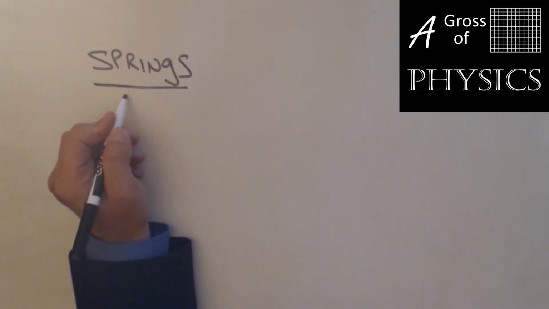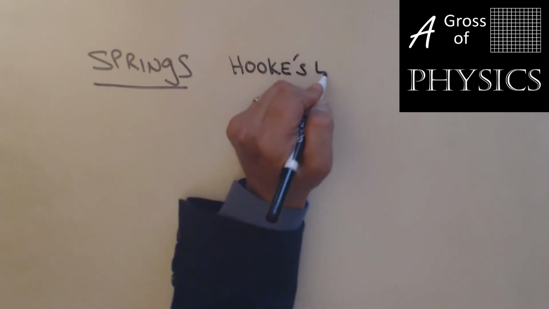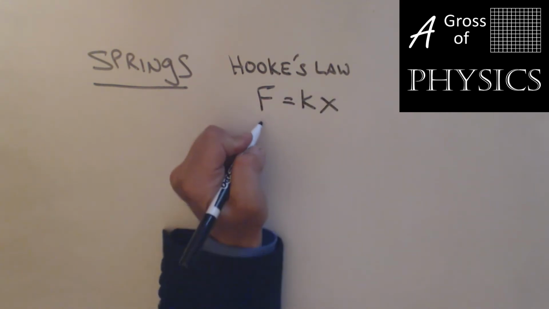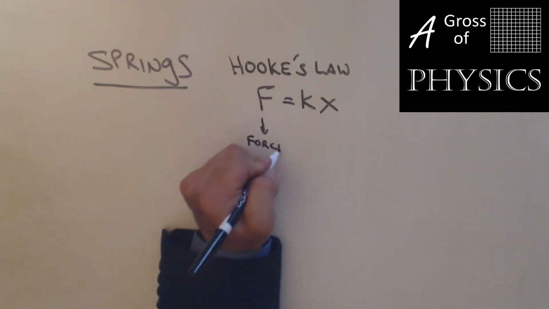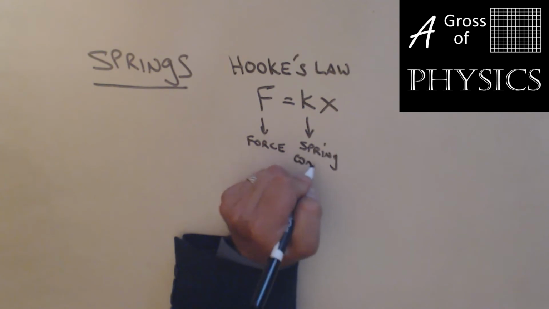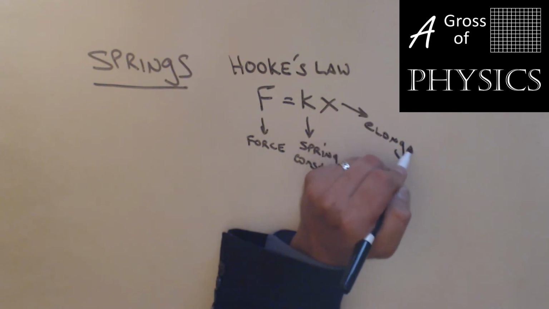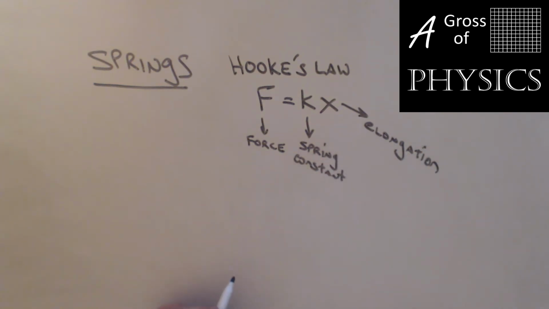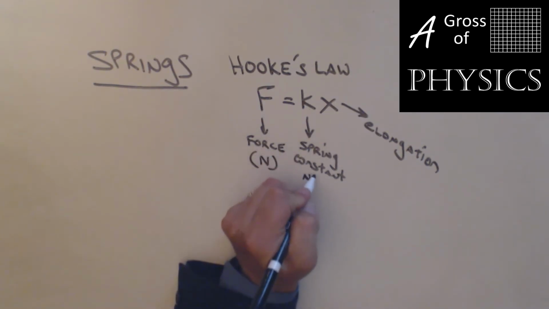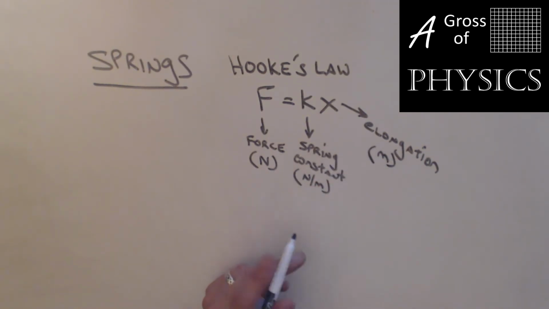All right. Now, springs are governed by Hooke's law. So Hooke's law states F equals kx. F is the force applied, k is the spring constant, and x is elongation. What that means is that the force we're going to have is in newtons, the spring constant is in newtons per meter, and elongation is in meters. As I pull on a spring, it will stretch farther.